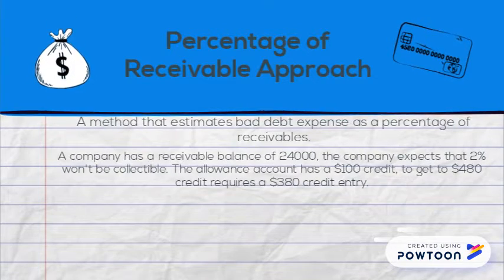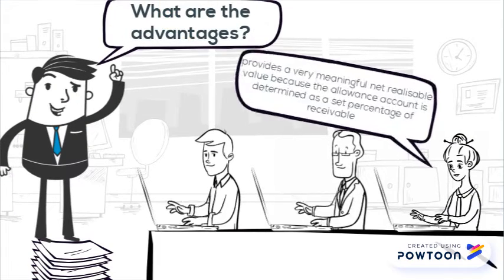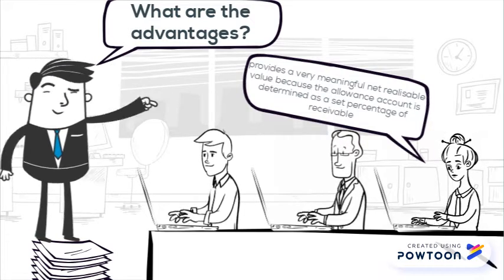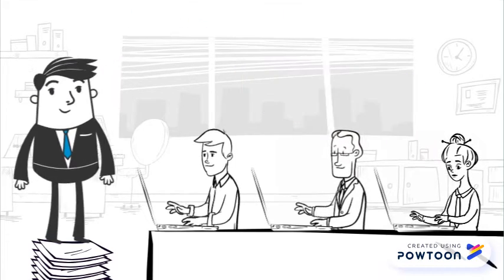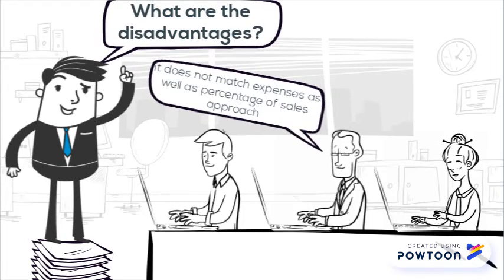The percentage of receivables approach is a method that estimates bad debt expense as a percentage of receivables. The advantage is that it provides a very meaningful net realizable value because the allowance account is determined as a set percentage of receivables. The disadvantage is that it does not match expenses as well as the percentage of sales approach.